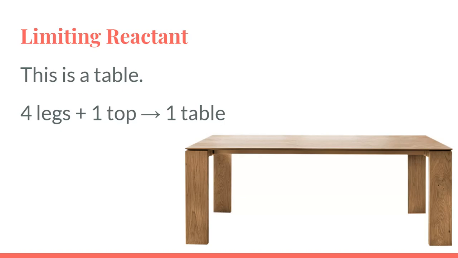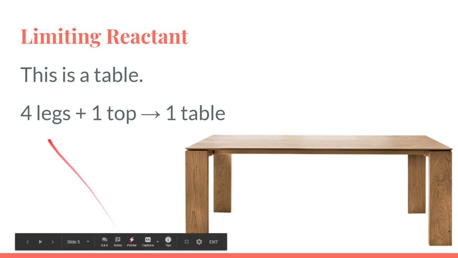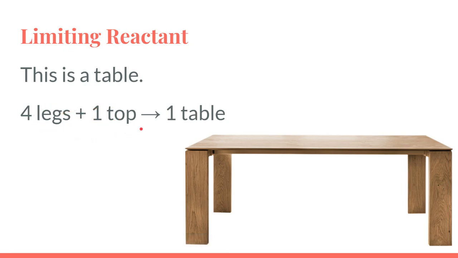Now we're going to start talking about limiting reactants, and before I get into the actual chemistry of it, we are going to just simply use non-chemical terms. We see a single table on the screen. A single table is made up of 4 legs and 1 tabletop. So if we were to put that into an equation, if we put 4 legs and 1 top as reactants, we would get out a single table.